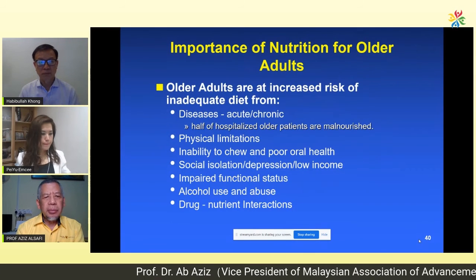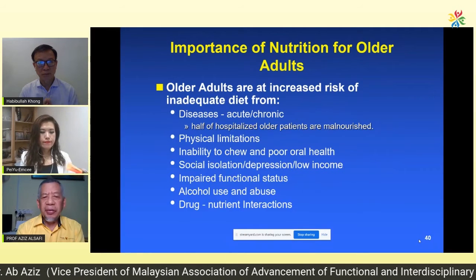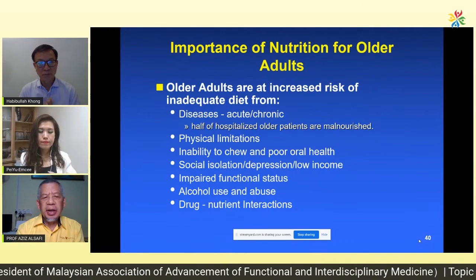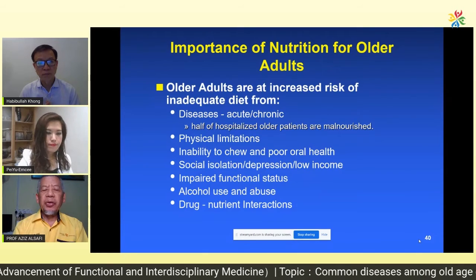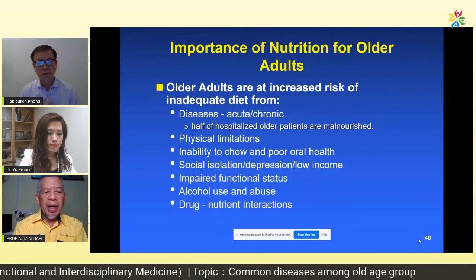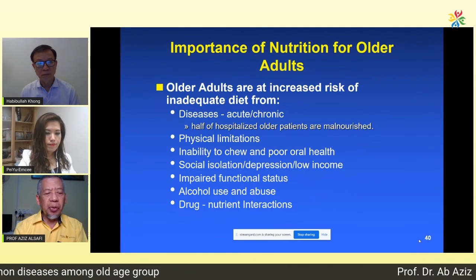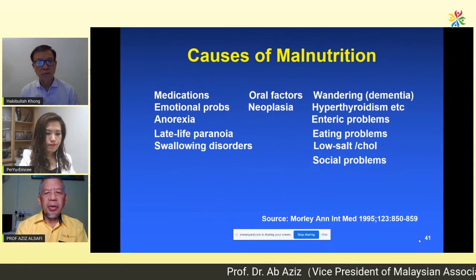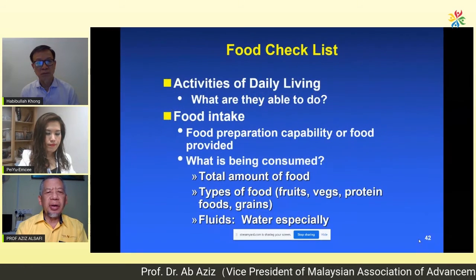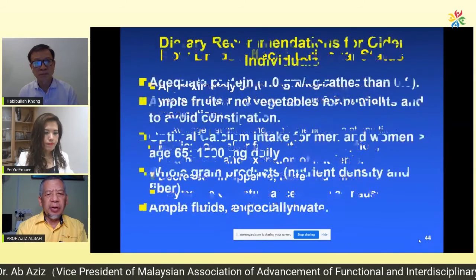So older adults have an increased risk of inadequate diet from diseases, physical limitation, inability to chew or poor oral health, social isolation, impaired functional status, even worse with alcohol use, misuse and abuse, and also drug interactions. So this is another cause of malnutrition. I think we skip this one.